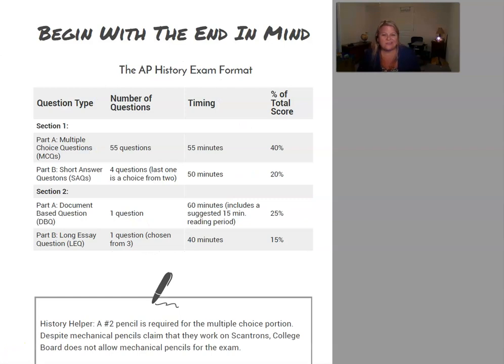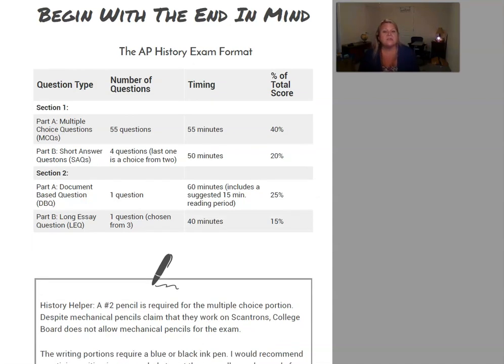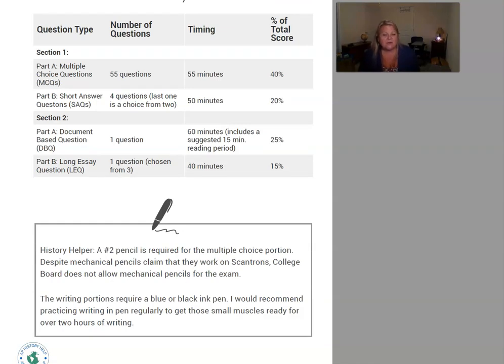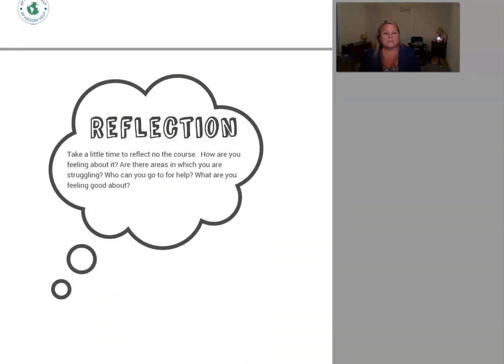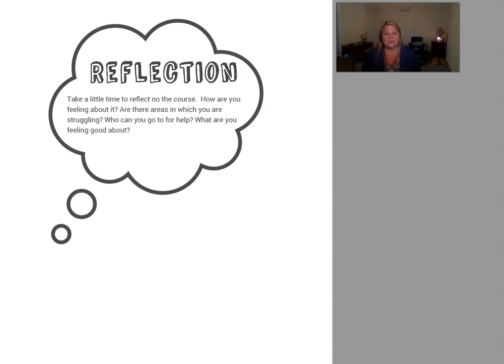Sprinkled throughout the planner are little nuggets of help. Beginning with the end in mind, for example, is, I think, the first one that I have in here, that breaks down what the format of the AP exam is, what you can expect before you even start the course, and then a little history helper, as far as what you have to write with when you take the exam if you're taking it in person. And then sometimes I sprinkle in just a little bit of extra reflection pages to help keep the pages evenly spaced.